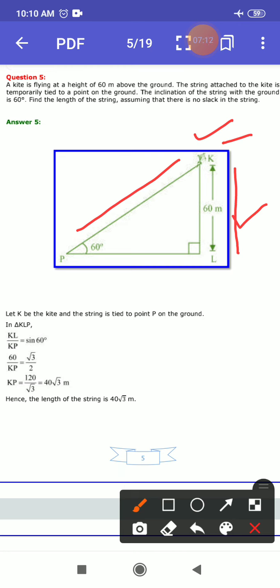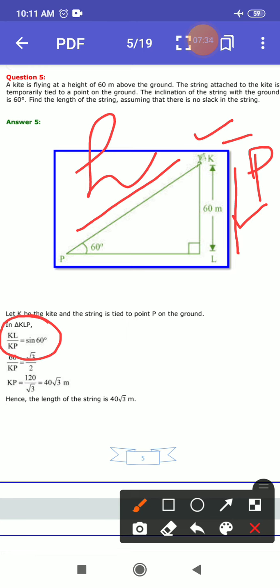Now you understand what the question is and how to find the length of the string. You very well know this is your hypotenuse and this is your perpendicular. So what is the relation between hypotenuse and perpendicular? The relation is sin theta. We have to use the sin theta relation here. So sin theta is equal to KL upon KP. That means perpendicular upon hypotenuse is equal to sin theta.